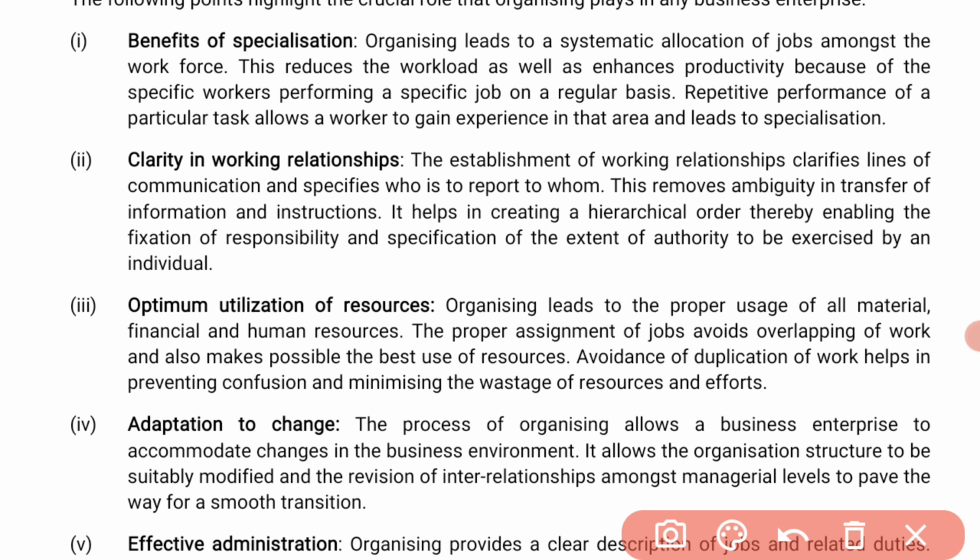And next, optimum utilization of resources. Organizing leads to the proper usage of all materials, financial resources, human resources, etc. The proper utilization of resources is to be handled in a correct manner. It helps to avoid duplication of work, helps in preventing confusion, and minimizes the wastage of resources and efforts. So, the proper utilization of available resources is to be made.